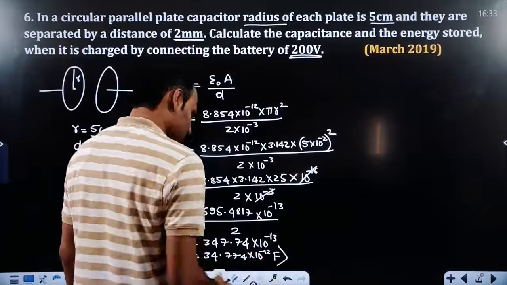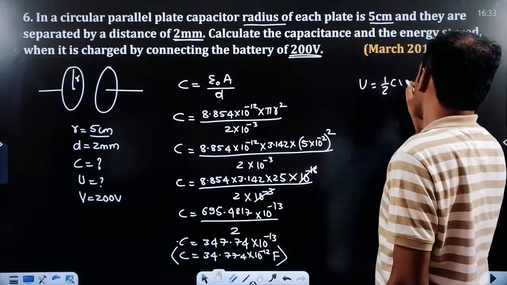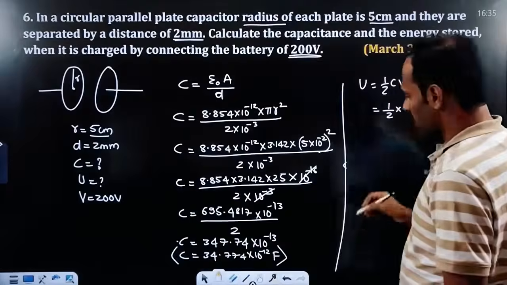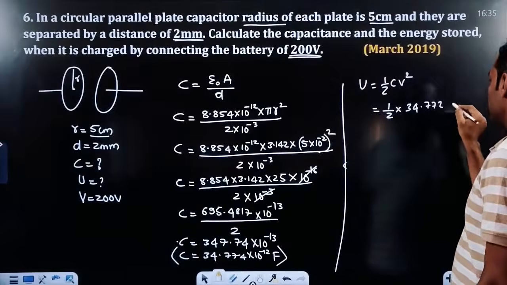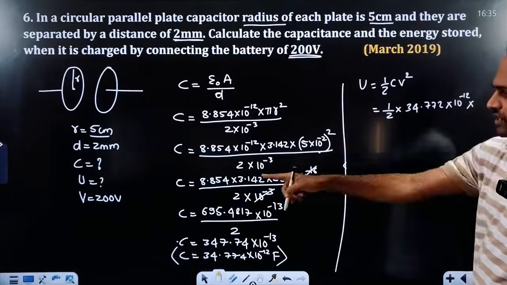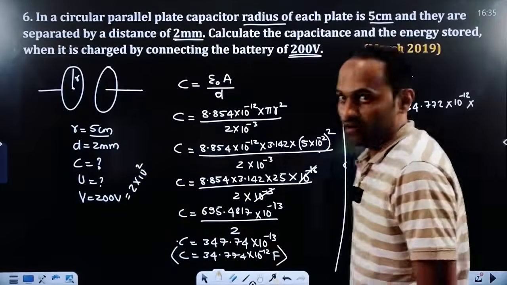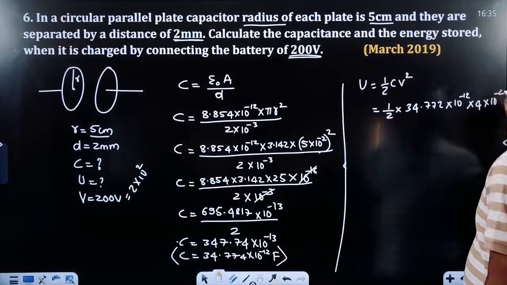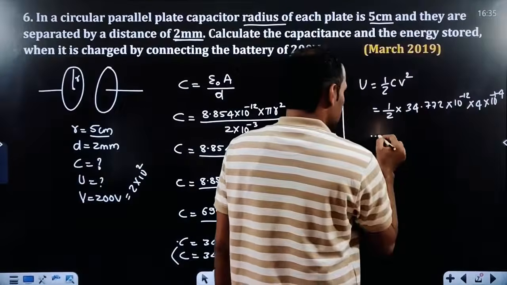We got the capacitance now. Next, let us calculate the energy. Energy is equal to, we know the formula, half C V square. So this will be half into the capacitance, 34.772 into 10 to the power minus 12, into V square. V is 200, which you can write as 2 into 10 raised to 2, so its square is 4 into 10 raised to plus 4.